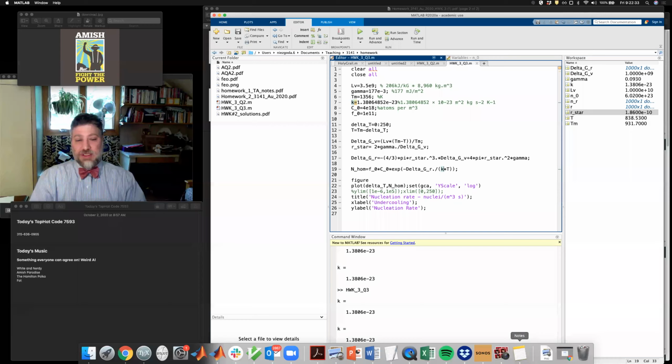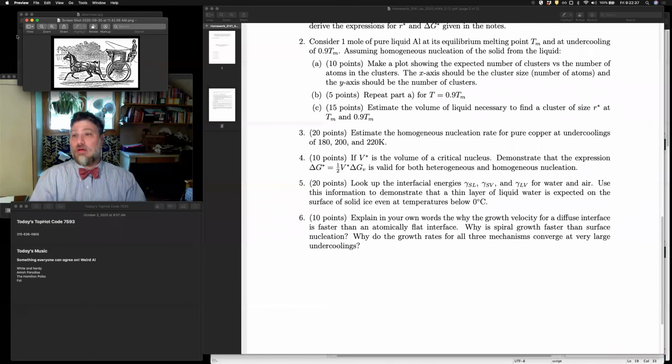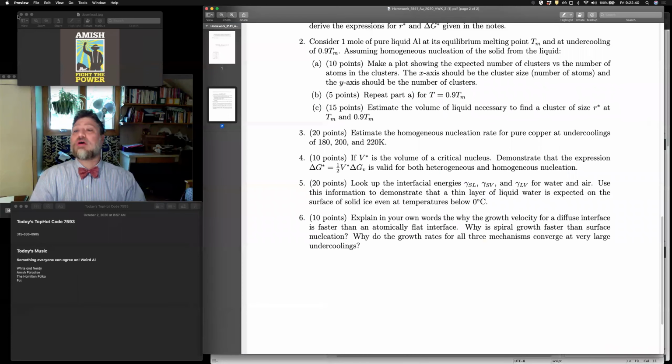Let's see, where is my, okay. Picture of a Hansen cab, what's that from?